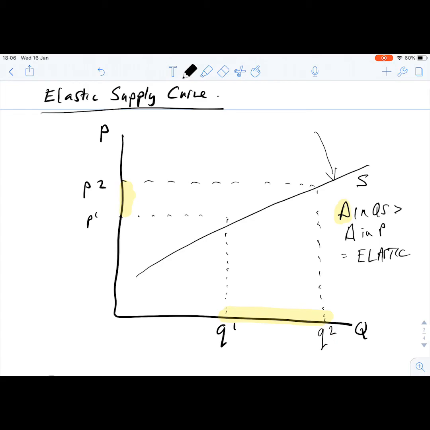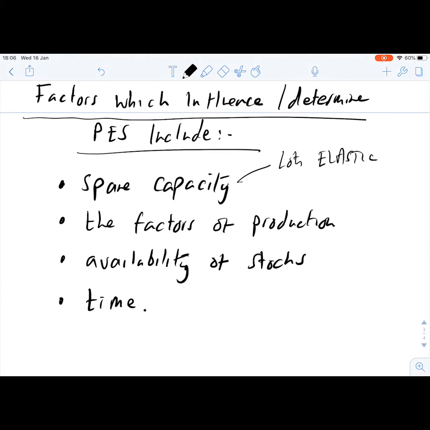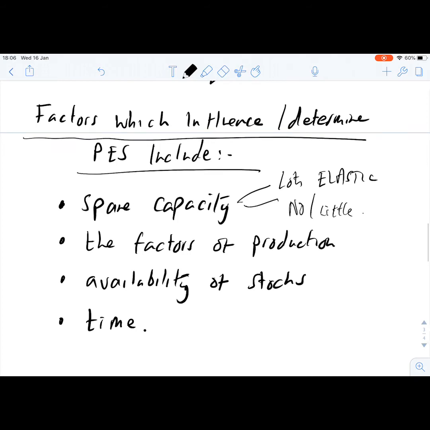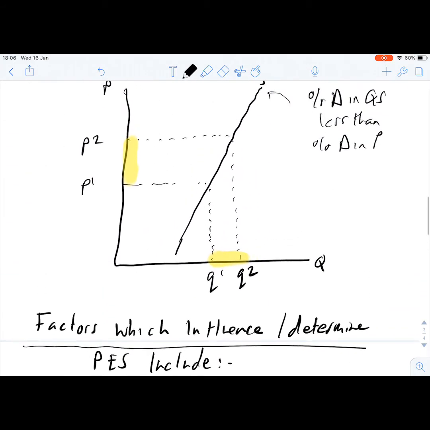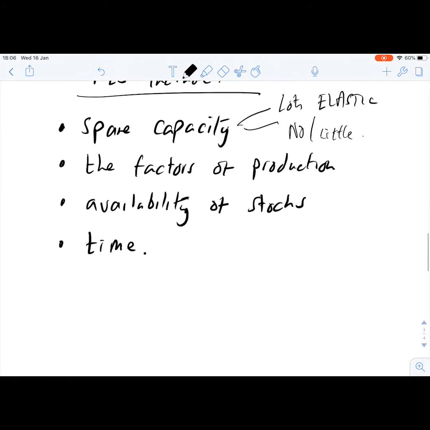the increase in price. However, if there was no or little spare capacity, if all of their resources are being utilized, then they don't have any extra resources to supply more. So therefore, supply is likely to be inelastic.